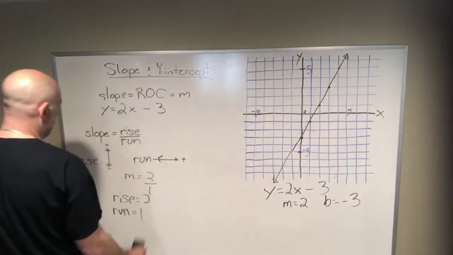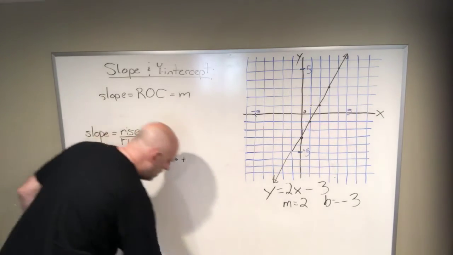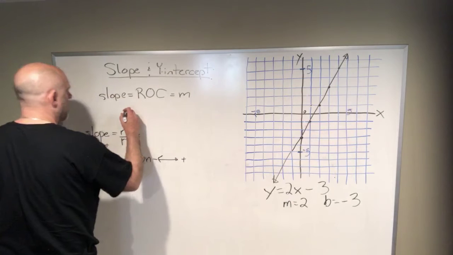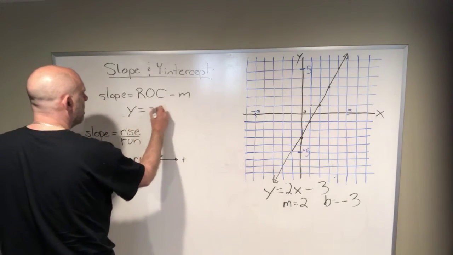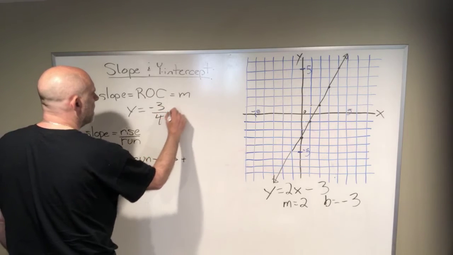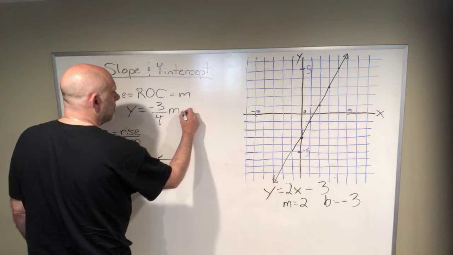Okay? I'm going to erase this. I'm going to erase that. I want one with a negative slope. I want you to be prepared for that so you don't go like, ah, what is that? When you see it, okay?